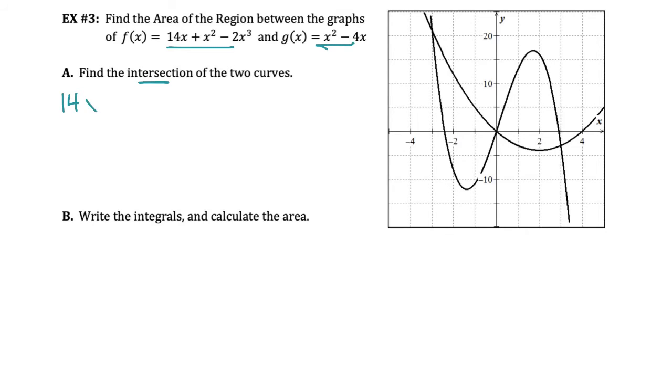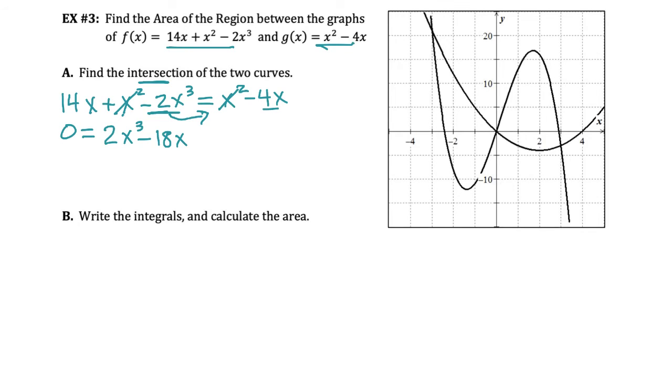So we have 14x plus x squared minus 2x cubed equals x squared minus 4x. Now you want to locate your highest exponent and make sure that term's positive. So I'm going to move everything over to the right side, so there'll be a 0 left here. And so I'm going to have a positive 2x cubed. And then if I move my x squared over, those will cancel. And then subtracting 14x over, that's going to give me a negative 18x when it combines with 4x.